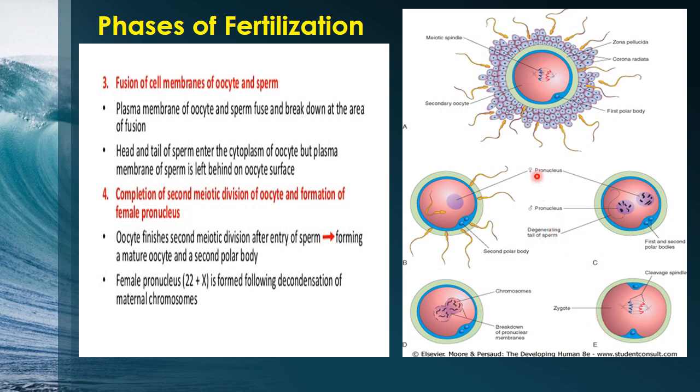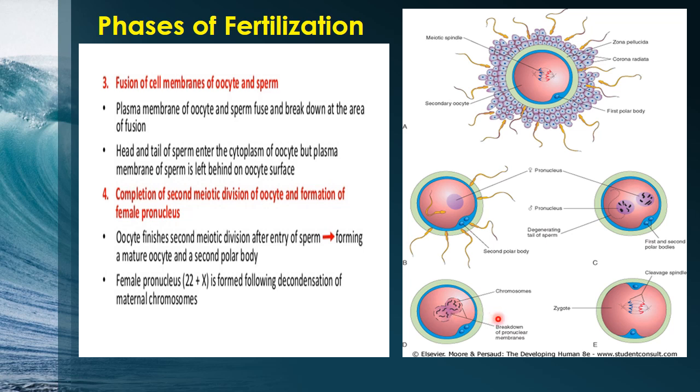So the next is the fusion of the cell membrane of the oocyte and the sperm. The head and the tail of the sperm enter into the cytoplasm of the oocyte, but the plasma membrane and the mitochondria, which are in the middle piece of the tail, remain outside. So the genetic material is injected inside, and it forms a male pronucleus, and a female pronucleus is formed.